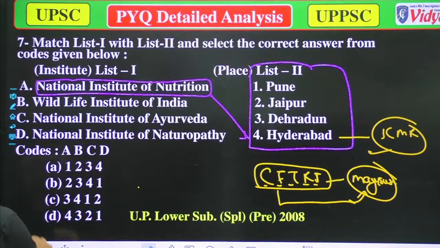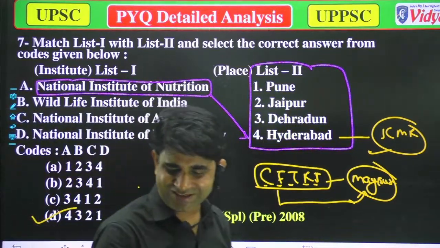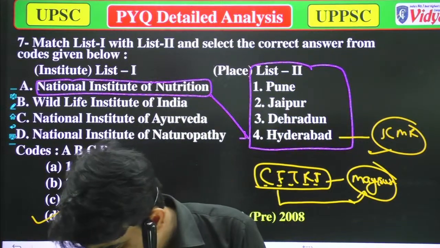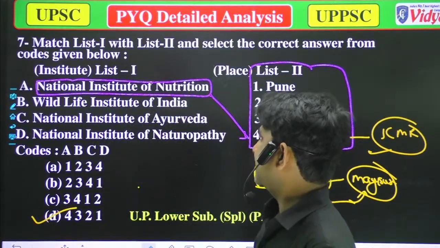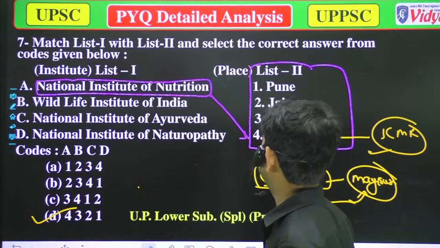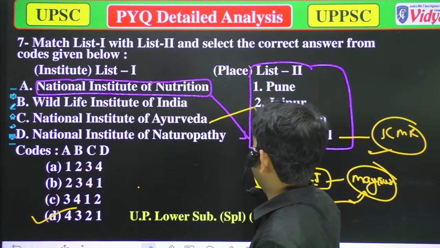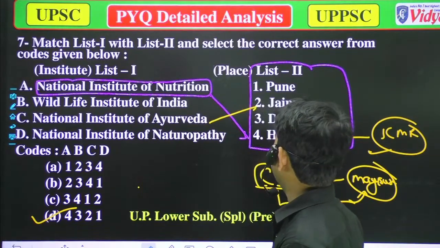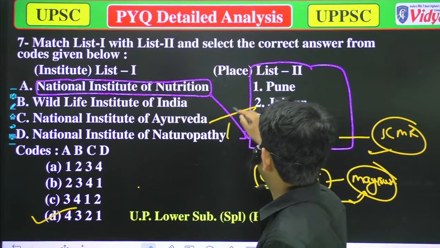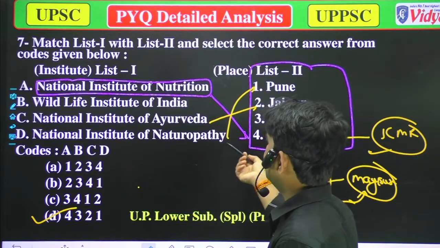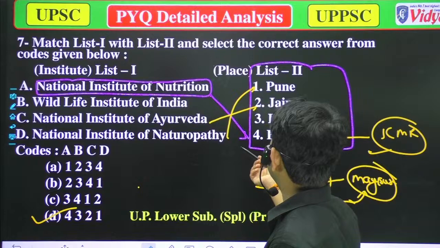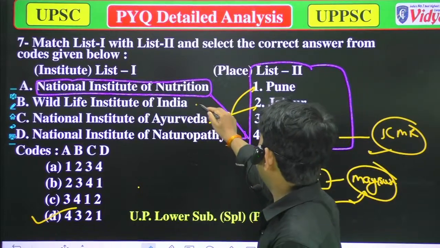Okay. Well done, Arya. You are right. Then A4 is correct, because Ayurveda is in Jaipur, and the National Institute of Naturopathy is in Pune. And the Wildlife Research Institute is in Dehradun.